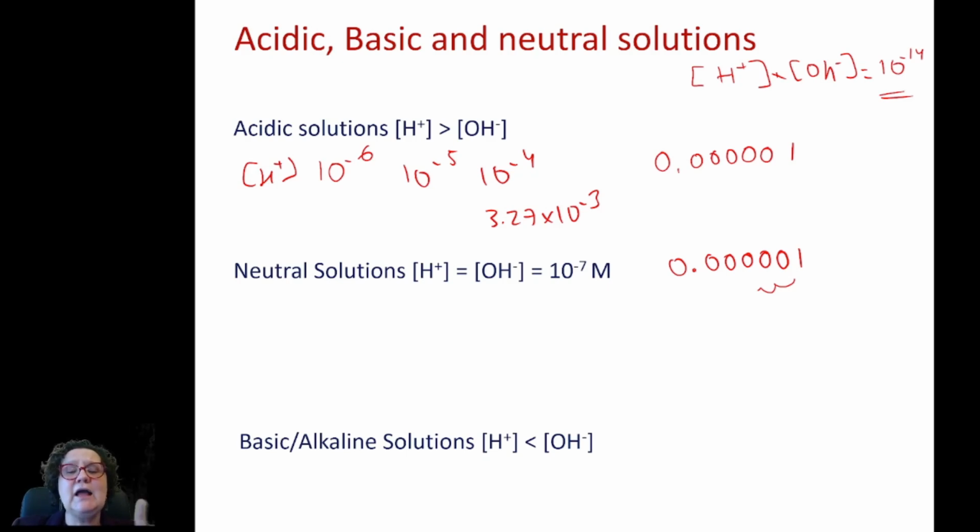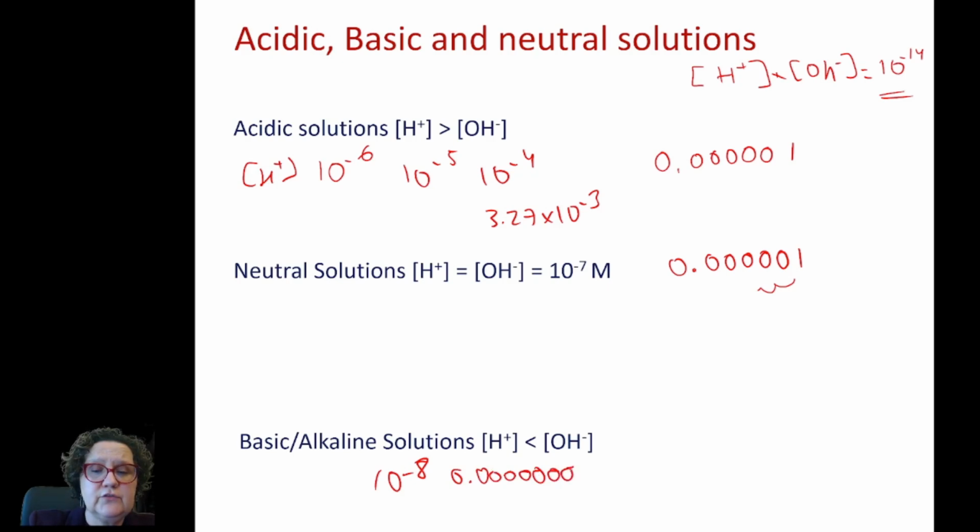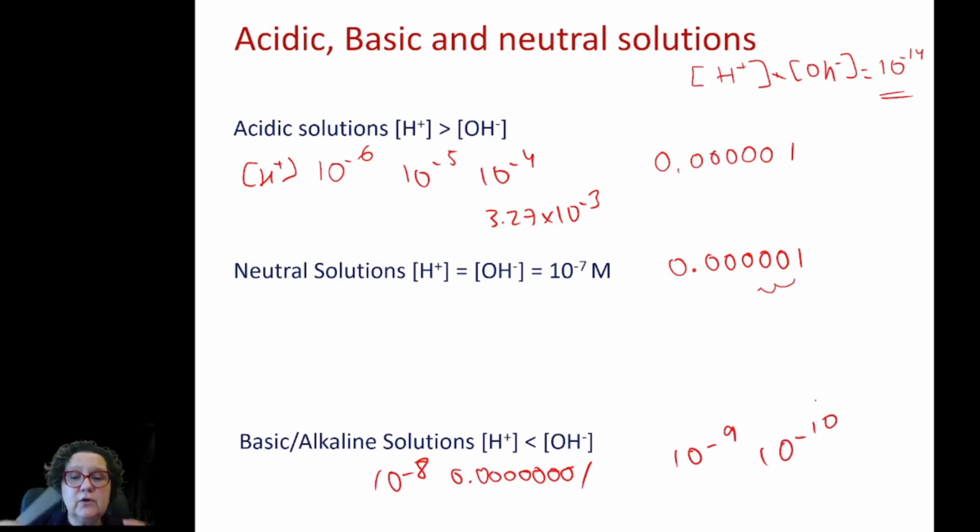So what would be a smaller number than 10 to the minus 7, which would be if it was neutral? Well, a smaller number could be, for example, 10 to the minus 8. Because if I write 10 to the minus 8, 0.1, 2, 3, 4, 5, 6, 7, 8. So 1 order of magnitude smaller. 10 to the minus 9. 10 to the minus 10. So a solution that has a concentration of hydrogen ions which is smaller than 10 to the minus 7, we call that a basic solution.